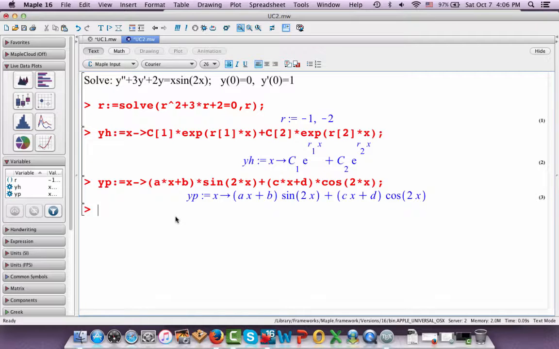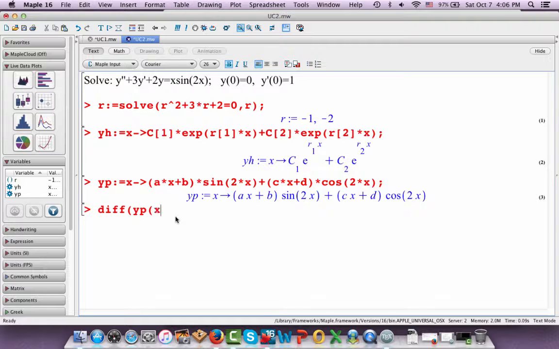So that's stored in yp of x. So what's the next thing we have to do? We have to determine those coefficients. So we have to basically evaluate what we get when we plug yp into our linear differential operator. So we have to compute the second derivative of yp.